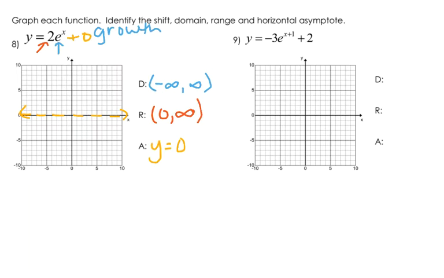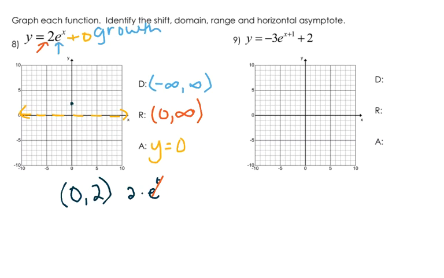Alright, there's been no shifting, nothing added or subtracted, so pretty much that's kind of like a parent function, just with a 2 in front of it. So I'm going to plug in 0 for x. So really, here's what we're doing. We're doing 2 times e to the 0 power. Anything to the 0 power is 1, so that's 1. 1 times 2 is 2. So my first point is (0, 2).